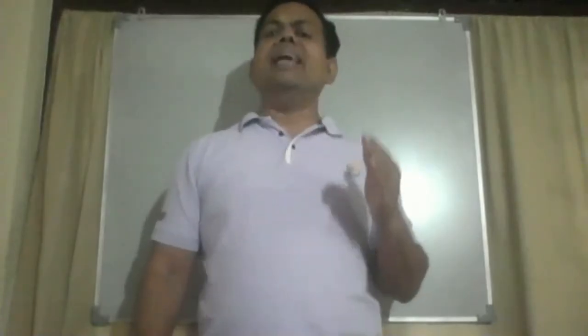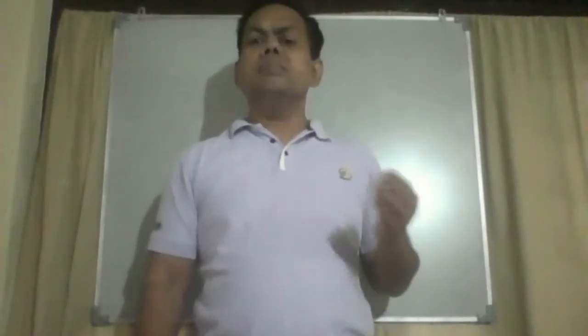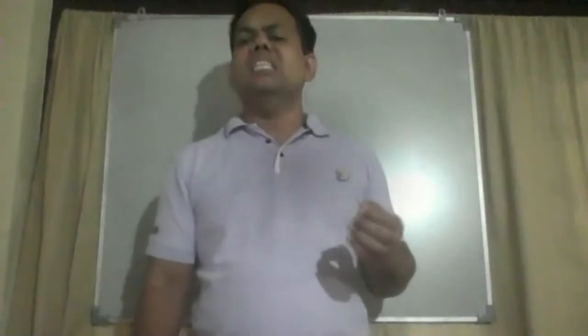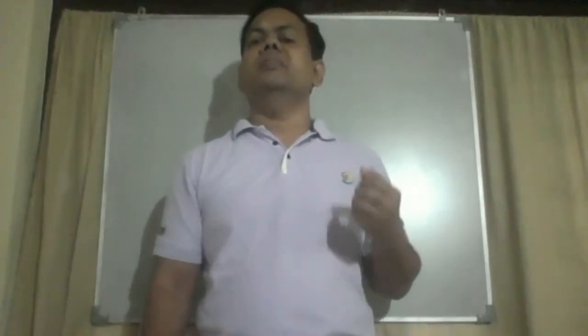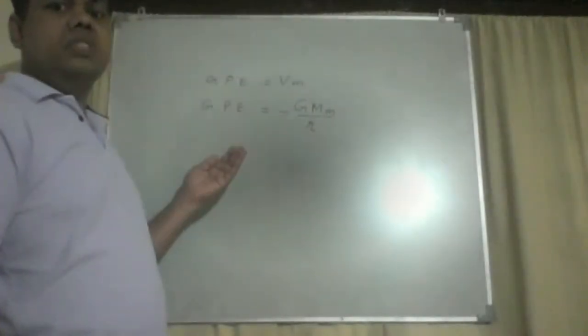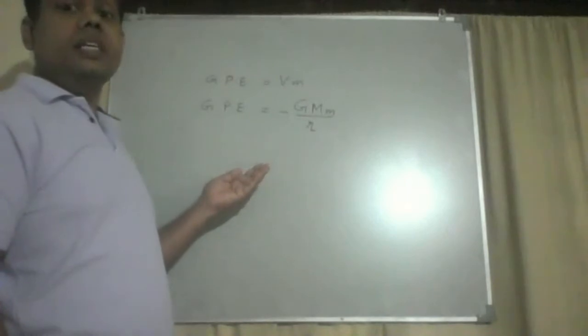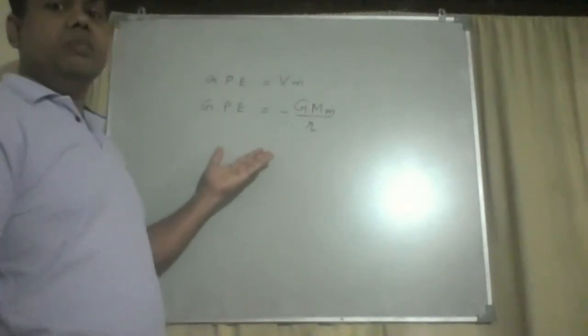Gravitational potential energy of a mass m in a gravitational field. Gravitational potential energy is the product of gravitational potential and mass. Therefore, the expression for gravitational potential energy of mass m in a gravitational field is given by this equation.